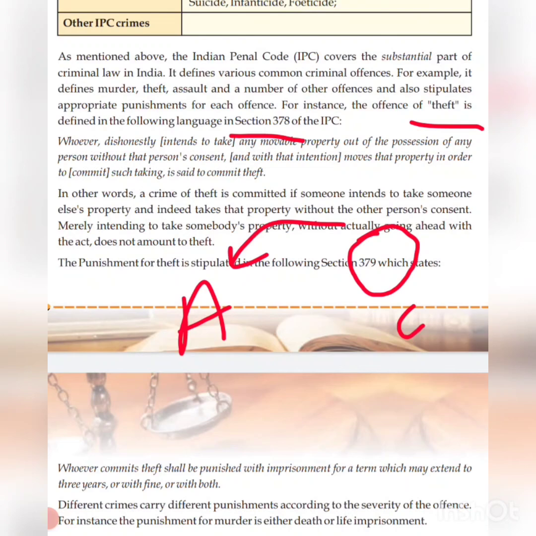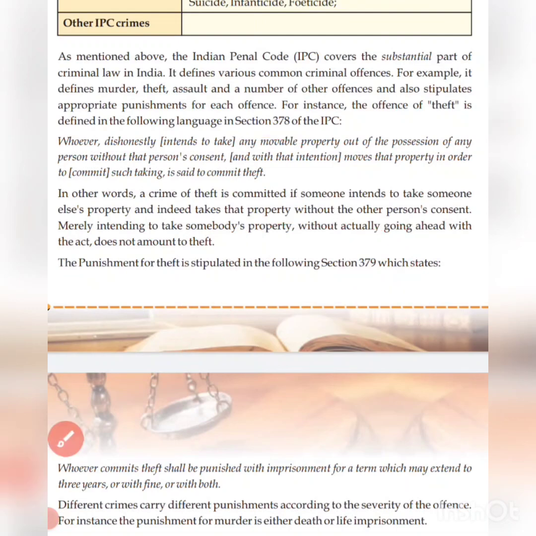So, dishonestly moving any property out of the possession of a person without his consent, and for that intention you are also now moving the property. That is known as theft. In other words, the crime of theft is committed if someone intends to take someone else's property and indeed takes that property without the other person's consent.